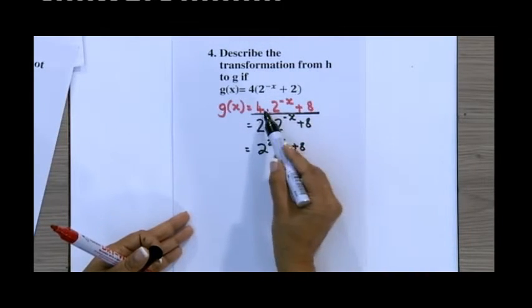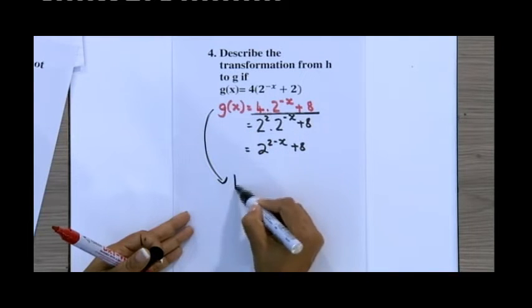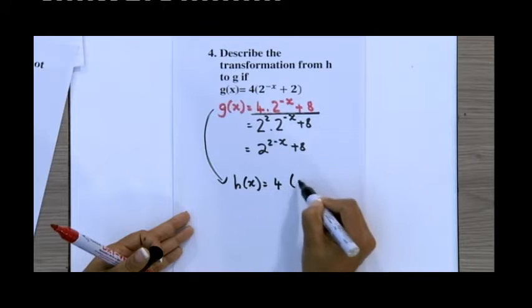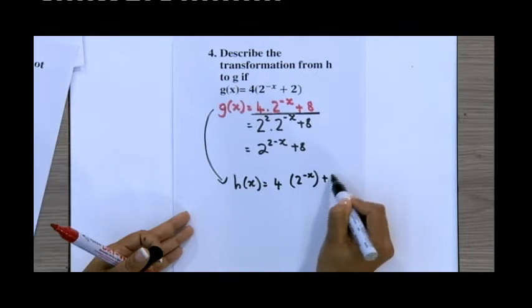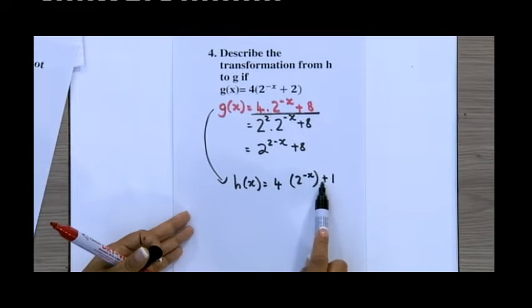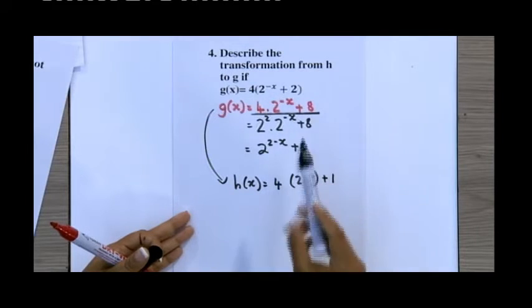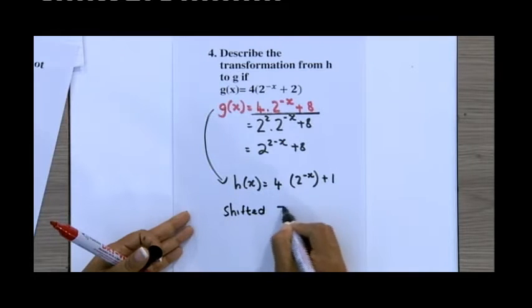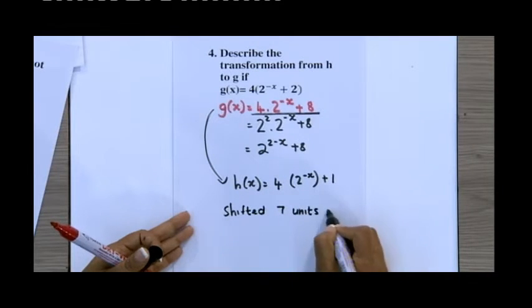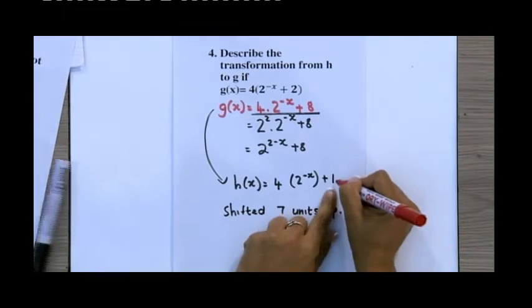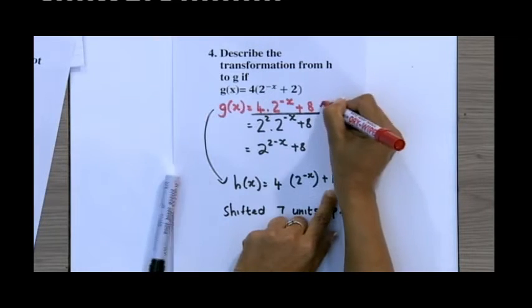Remember that you had h of x, which was equal to 4 open up the bracket, 2 to the negative x plus 1. What do you have now? 4, still the same, but instead of plus 1, you have plus 8. So you shifted this graph 7 units up. You shifted it 7 units up, and that is the transformation that took place from here to there.